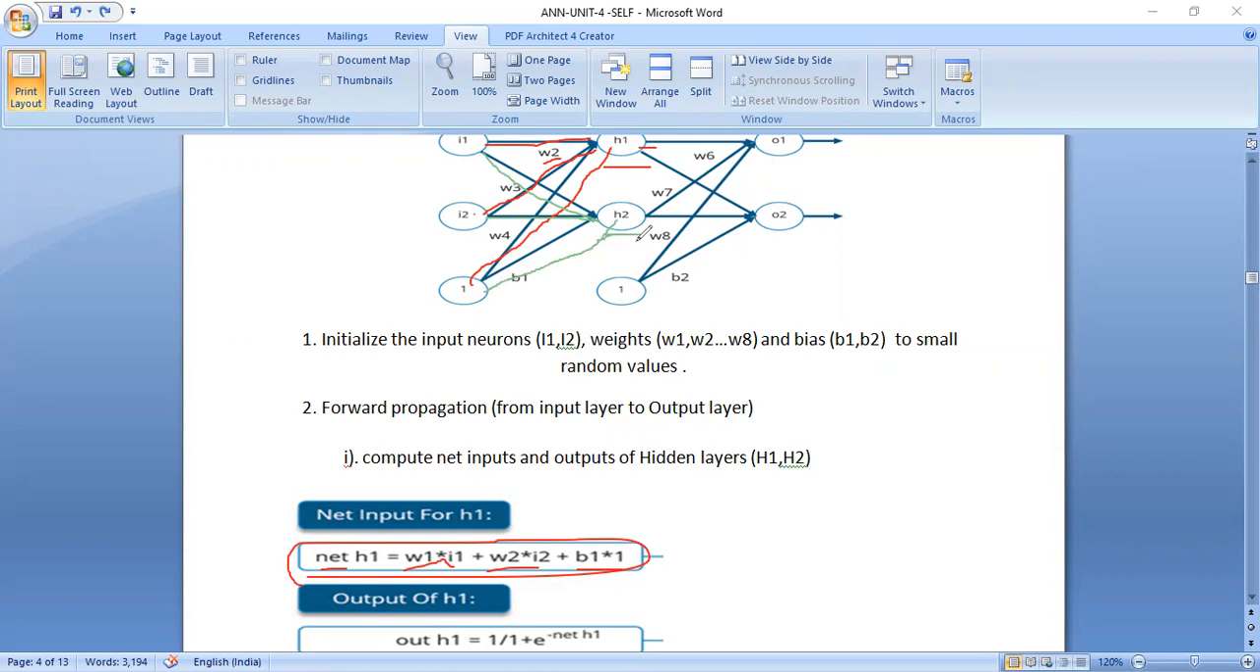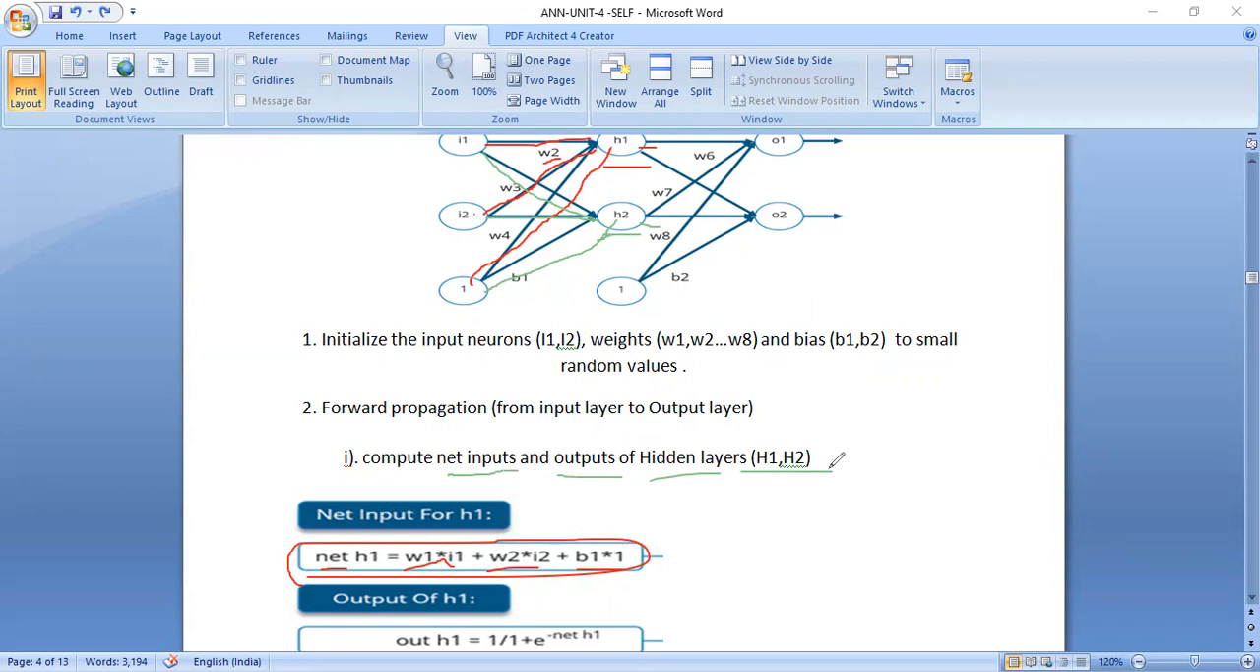Okay, then what is net output of H2? Net output of H2 is 1 by 1 plus e to the power of minus net H2, is the output of H2. Okay, so by this we have calculated or computed the net inputs and outputs of hidden layers H1 and H2.